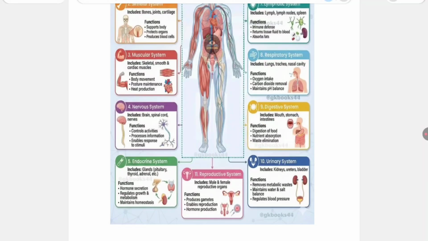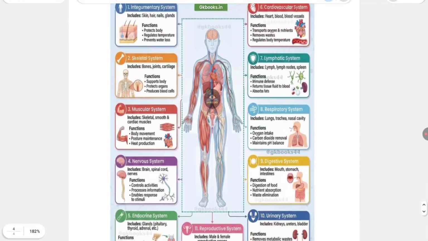Endocrine system, already I told, hormones and all, so glands, pituitary, thyroid and hormone secretion, all we are discussing in the endocrine system. Reproductive system: male and female reproductive gonads, and how progesterone, estrogen and testosterone are secreted, we are discussing in the reproductive system. And urinary system means kidneys, ureter, bladder, all we are discussing. Our excretory system is this one only, the urinary system.